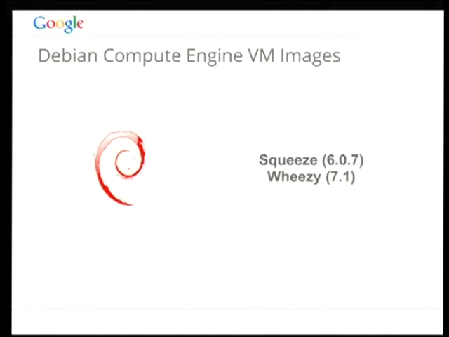So currently, the versions we have of Debian, the stock images that we have when you install Compute Engine, when you want to provision instances, are Squeeze 6.07 and Wheezy 7.1. I did have CentOS on this slide, but I thought it might offend you all, so I removed it.